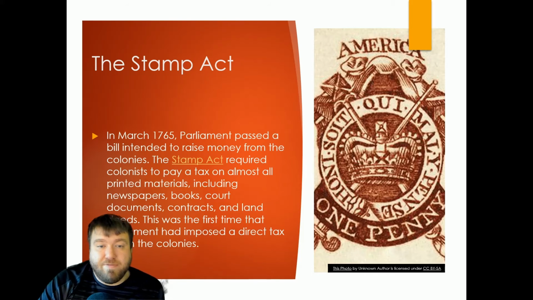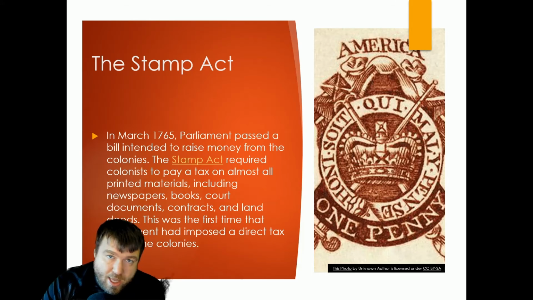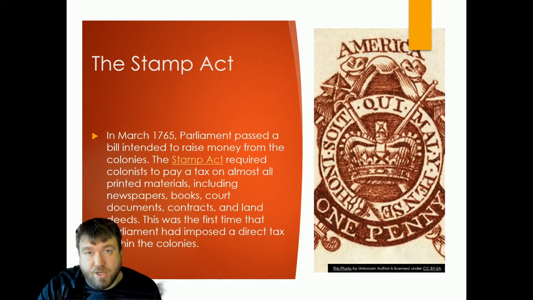In March 1765, Parliament passed a bill intended to raise money from the colonies. The Stamp Act required colonists to pay a tax on almost all printed materials, including newspapers, books, court documents, contracts, and land deeds. This was the first time that Parliament had imposed a direct tax within the colonies. Now they're trying to regain their money to recoup their losses from the French and Indian War. It was a very expensive war, and Britain was already very low on money to begin with. So this is them trying to get some money back, and they're looking at the colonists and expecting the colonists to pay.